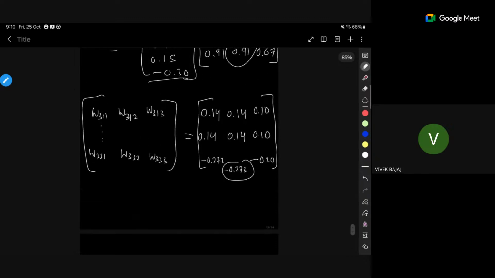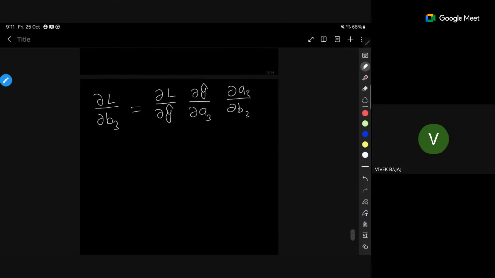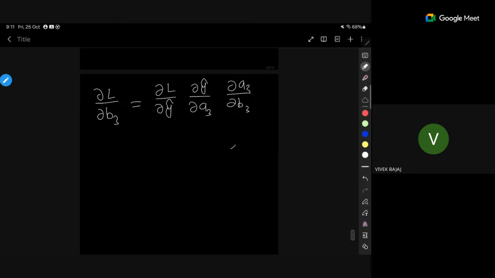And if it had been with respect to B, let's say tau L by tau B3, then what you would have done is tau L by y hat, and then y hat with respect to A3, and then A3 with respect to tau B3. But in our case, B3 is not there. But if it were there, this will come out as 1, and just 1, not a matrix, not a vector, nothing. It's just 1. And it was always the same thing, y hat minus y, a column vector.